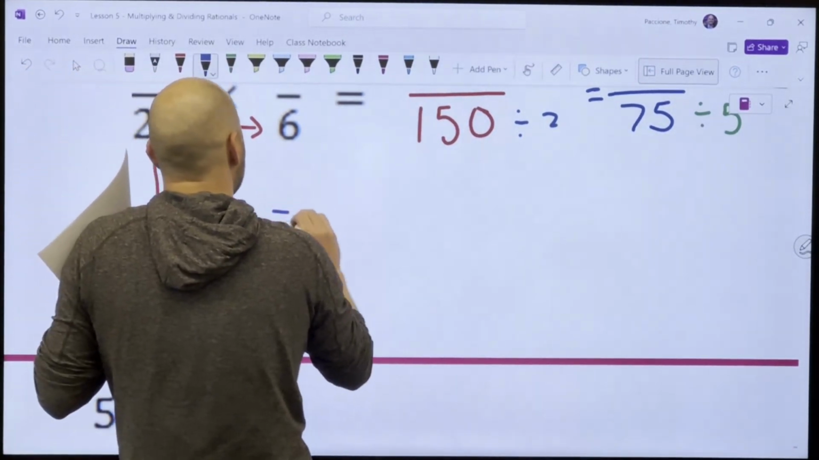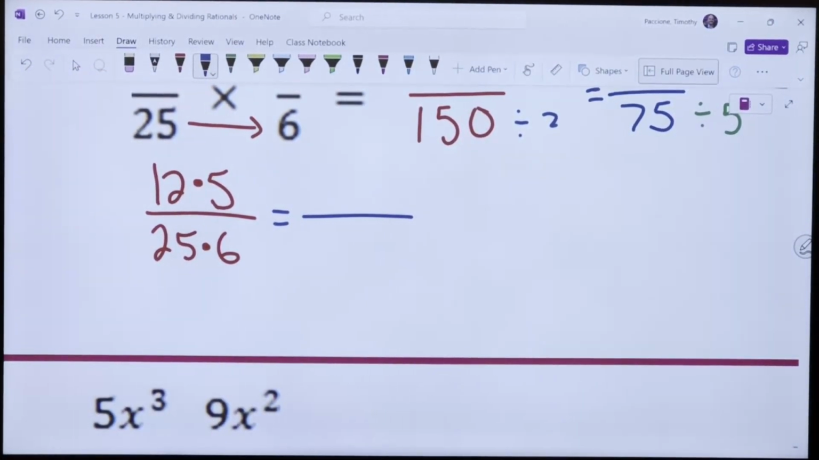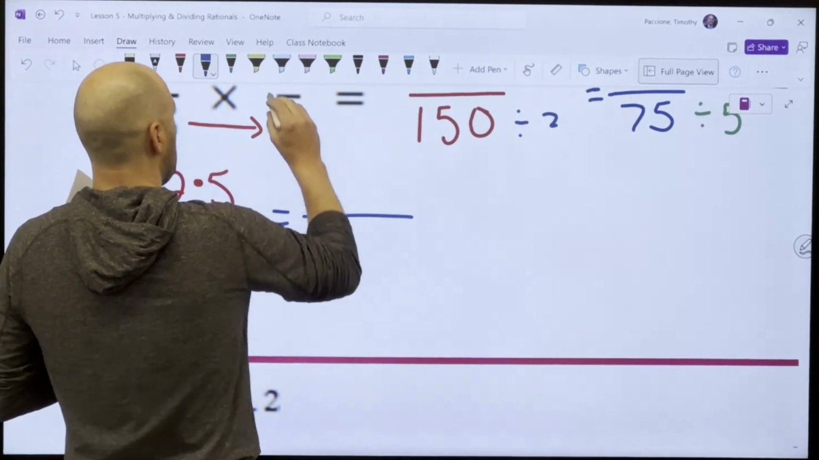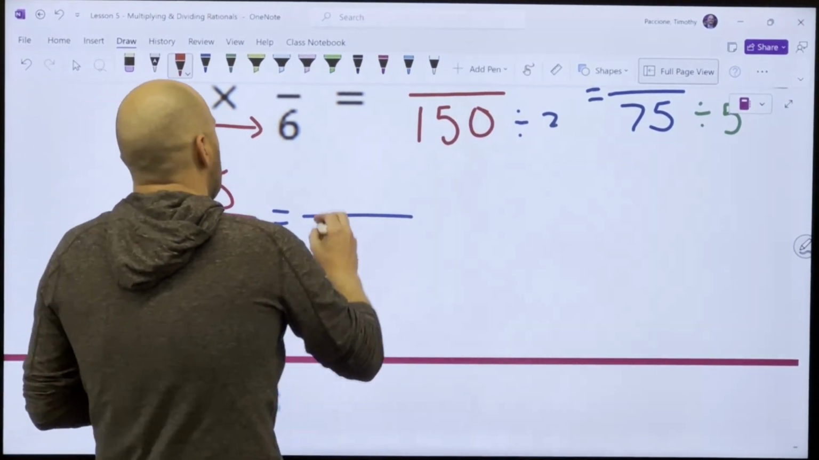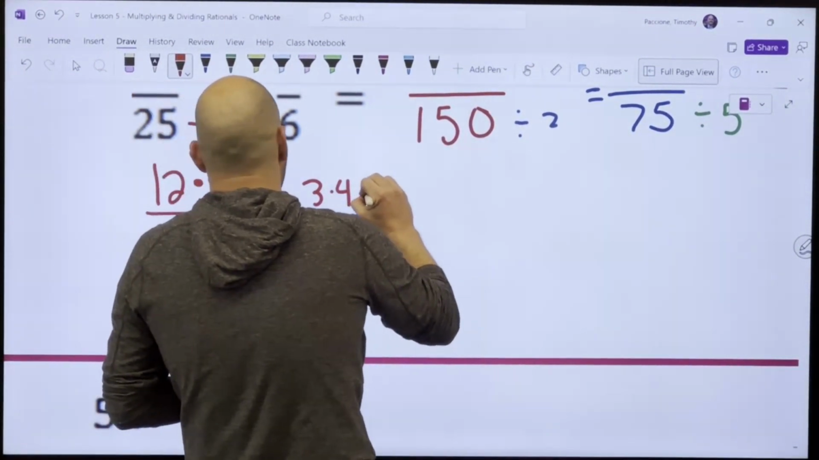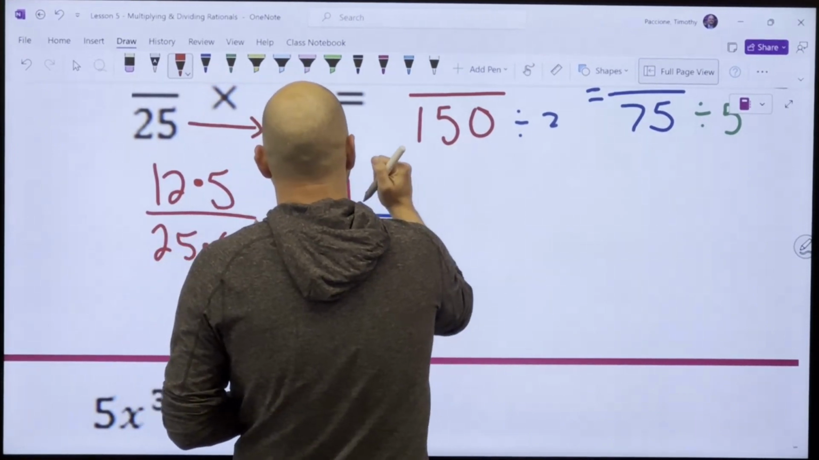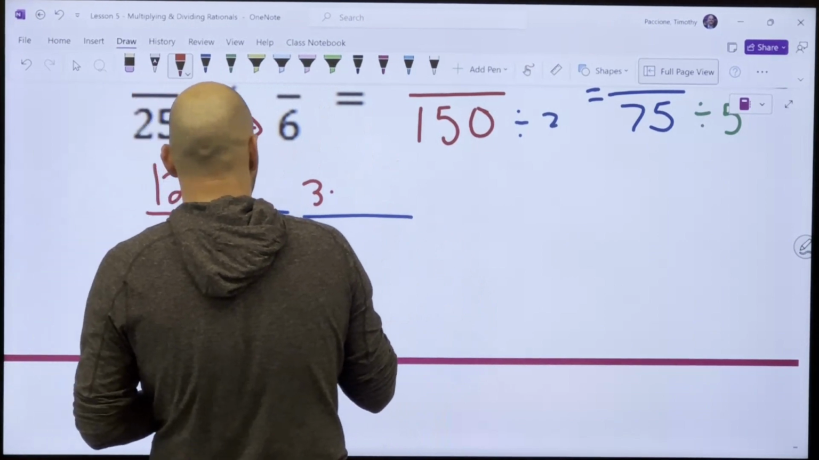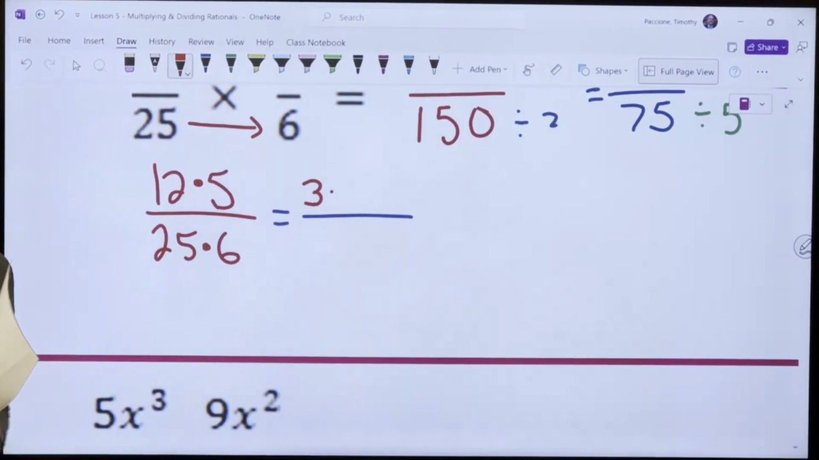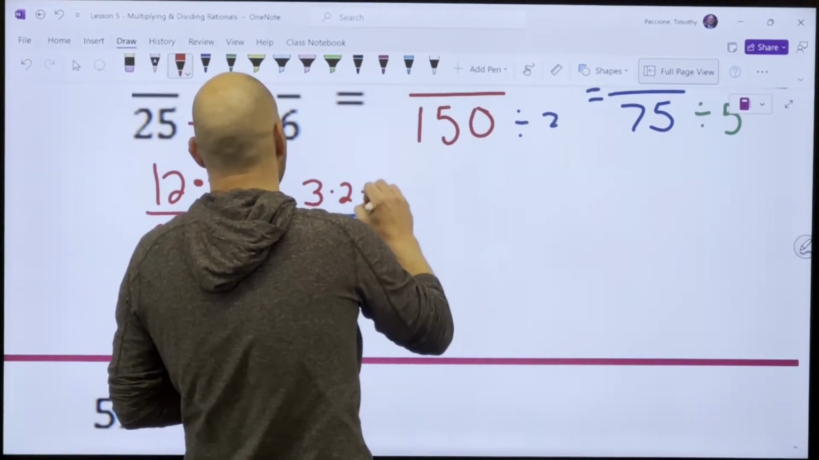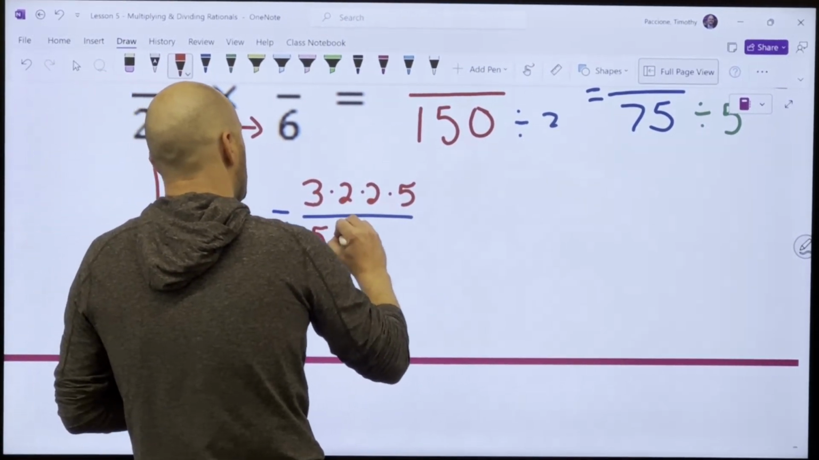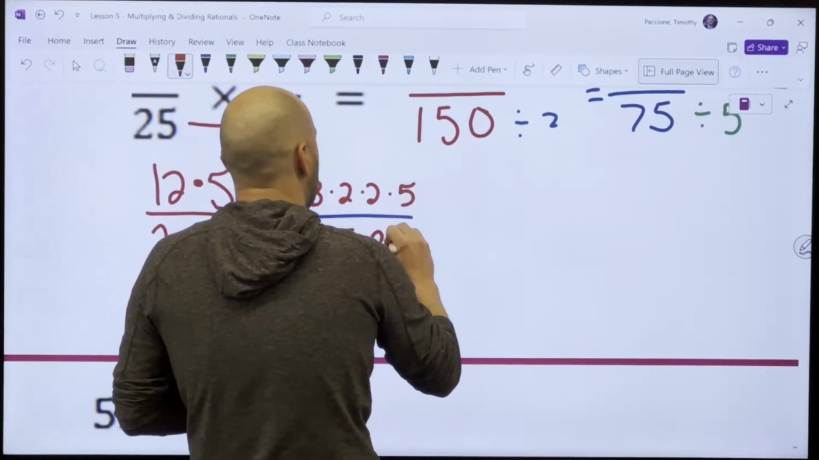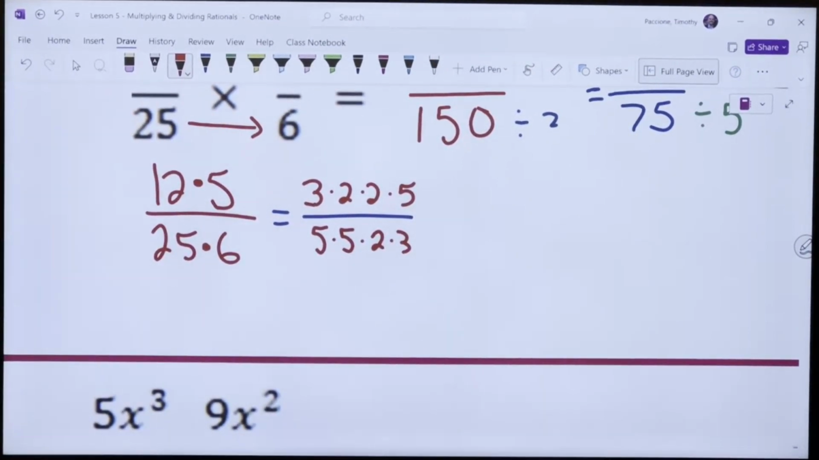Now, if we've decided to factor these instead of multiplying them, so instead of going up to 60, we break them down. What is 12 in terms of factors? Well, 1 doesn't help us too much in this case, but you're right. 3 and 4. Can we keep going any further there? 3. What does 4 break down into? 2 and 2. So 3 times 2 times 2 times 5 now. On the bottom, 25 can be what? 5 times 5, and 6 is 2 times 3. Okay? Just break them down as much as you can, right?